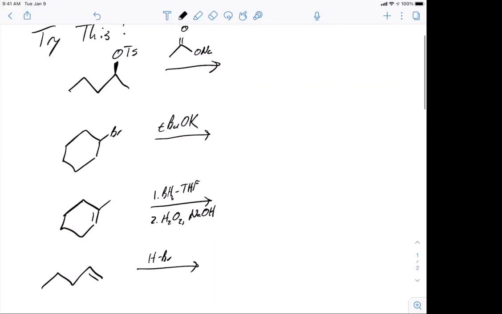Okay. So let's take a couple minutes. Look at your starting material, look at your reagents. A couple of these are from the lecture on Wednesday. The other ones are from substitution and elimination with alkyl halides.